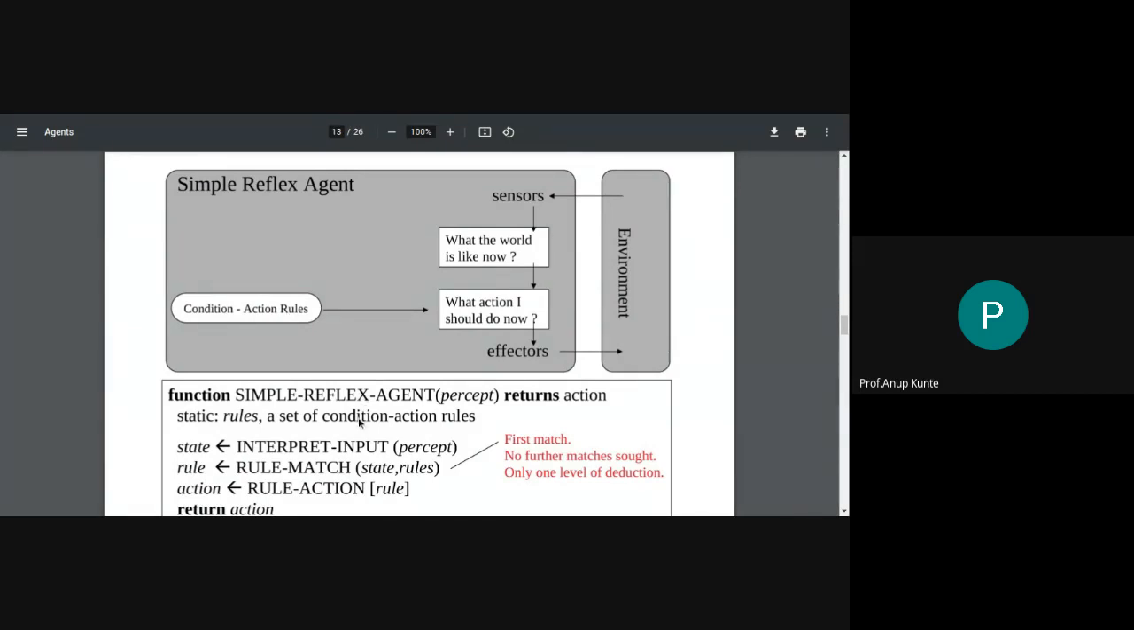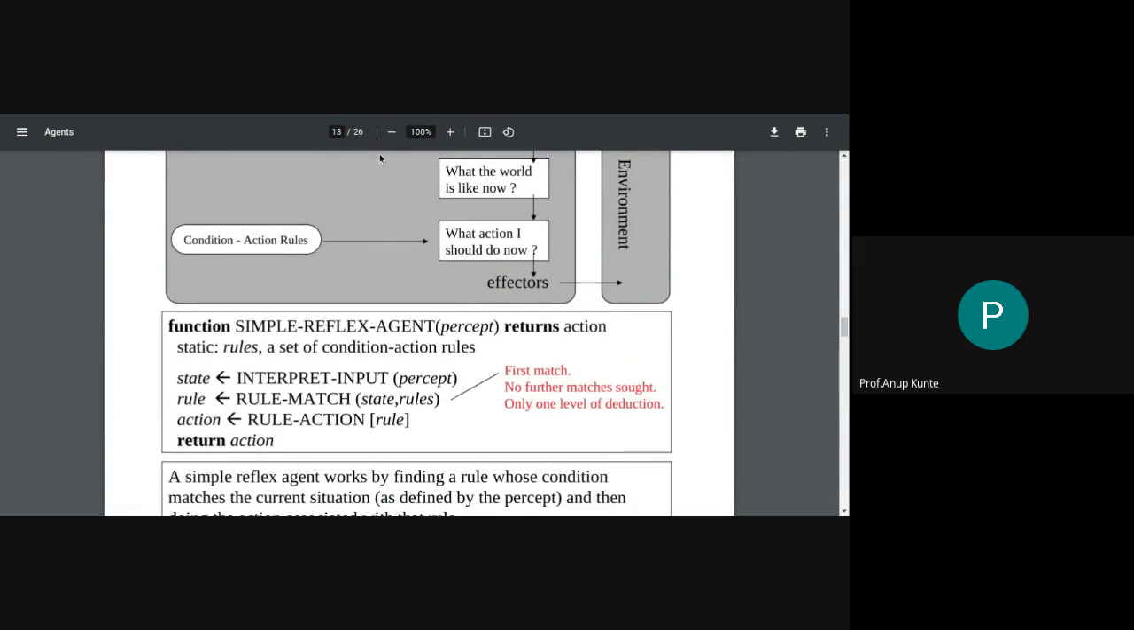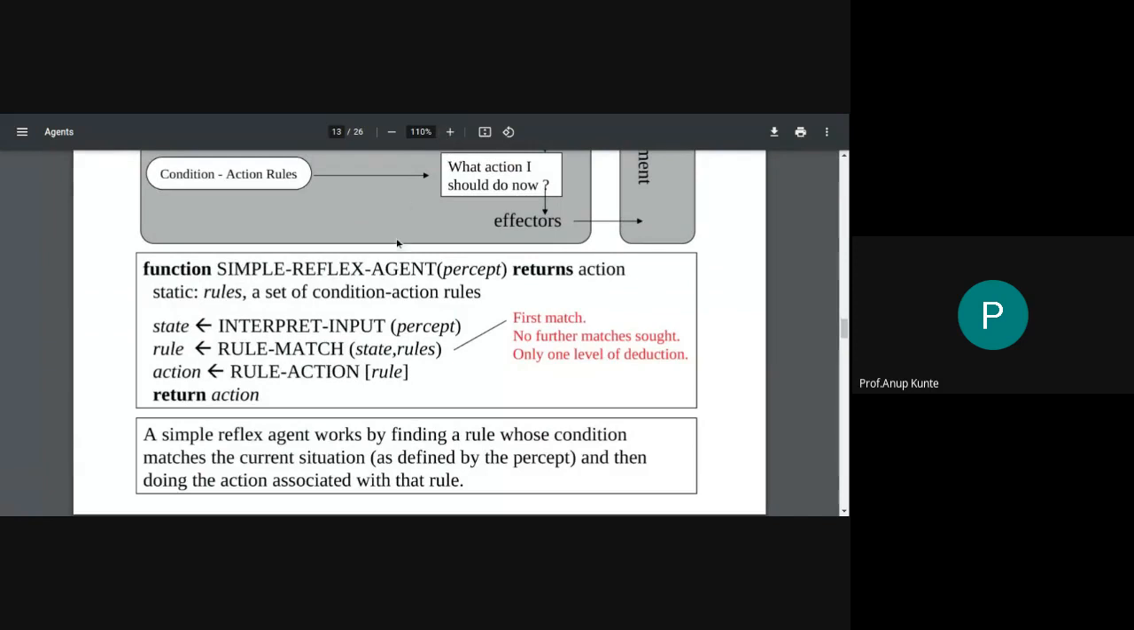So now if we see the agent, I'll see only this part, and maybe then we'll see the upper part afterwards. This is the program for the simple reflex agent. Again, a percept is the input and an action is the output, so we are using the same bracket. Now instead of 2 static variables, we have a static variable called rules, a set of condition action rules. So these rules are condition action rules. If the world has this condition, then you apply this set of rules to select an action.